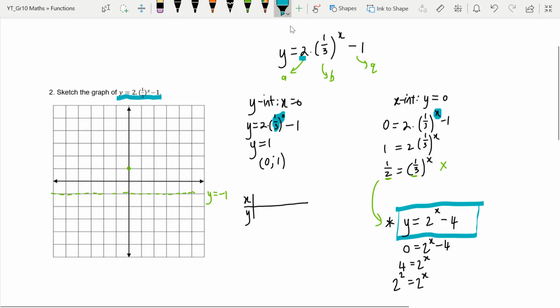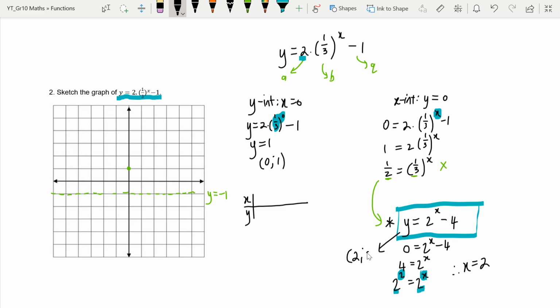So now that my bases are the same, my exponents have no choice. They must be the same thing. So therefore, your x is equal to 2. So this curve over here will have an x-intercept of 2. So with that one, we can go plot it.